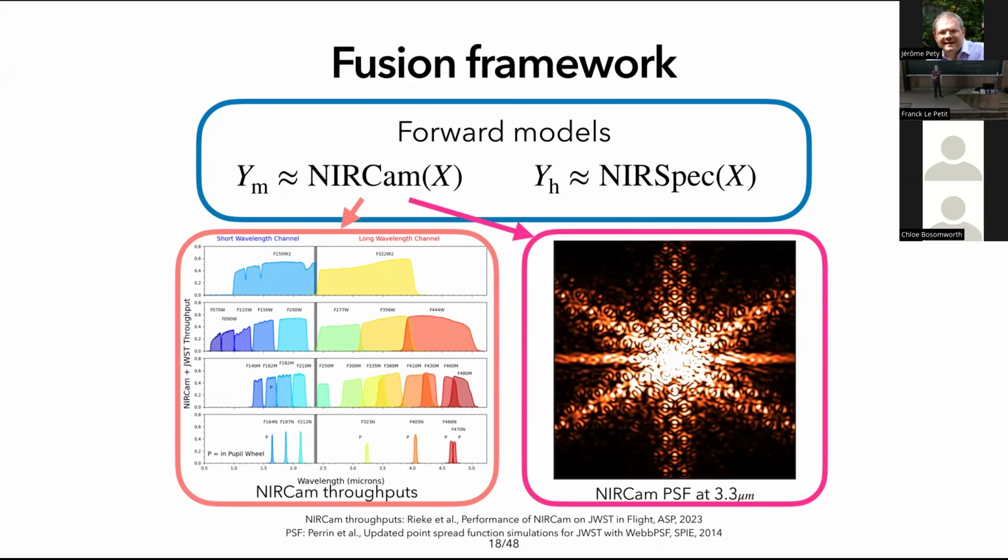So this is a simple model, and we used the same kind of model for NIRSpec, except that we also included a subsampling operator, because the scene we seek to reconstruct has a 3 times higher spatial resolution than NIRSpec. So we need to include a subsampling by a factor of 3.